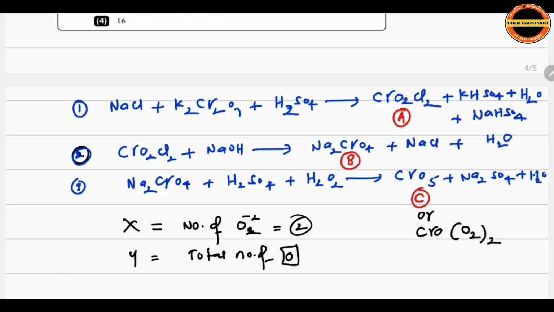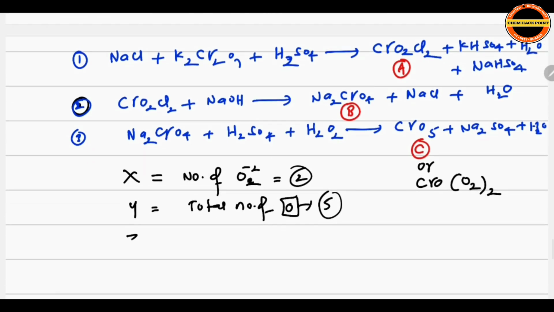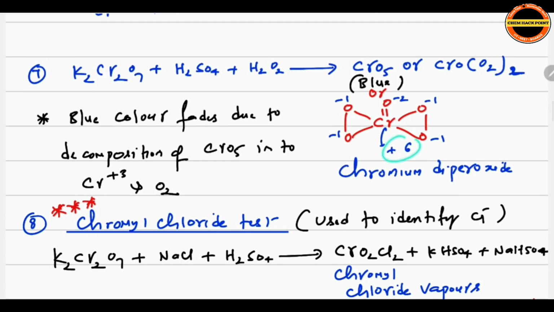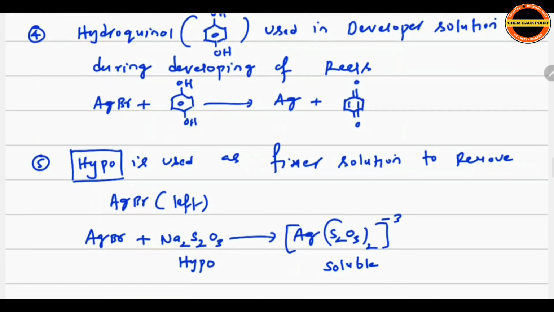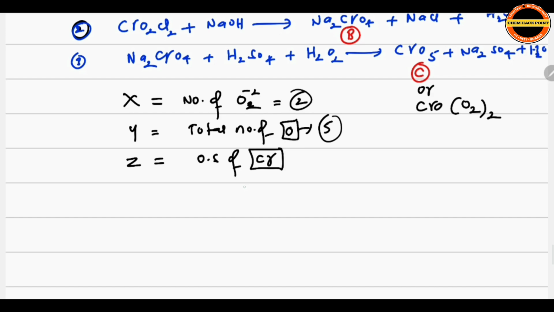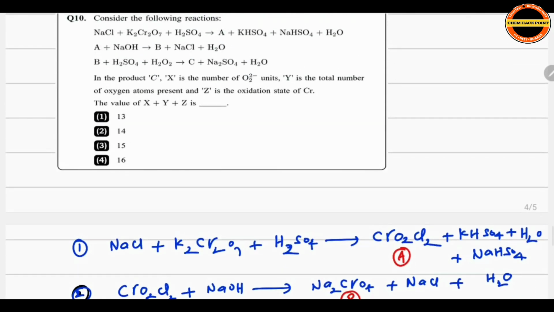Total number of oxygen atoms, how many? Here it is 5. Z is equal to the oxidation state of chromium. See here, the oxidation state of chromium, we already wrote, this one, +6. That's what they mentioned, CrO with two peroxides. So here the oxidation state of chromium is +6. Now they are asking the overall value, so x plus y plus z, 2 plus 5 plus 6 is equal to 13. So the answer here is 13. You can mark it as 13.